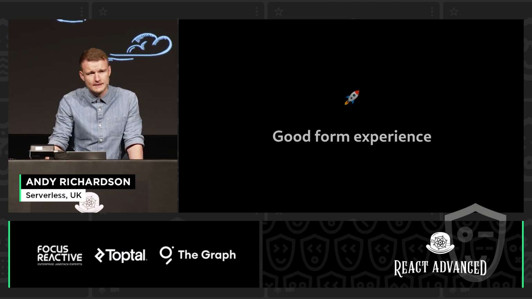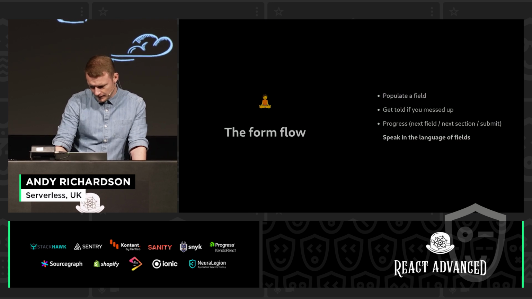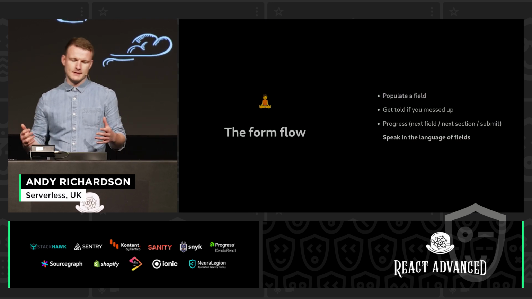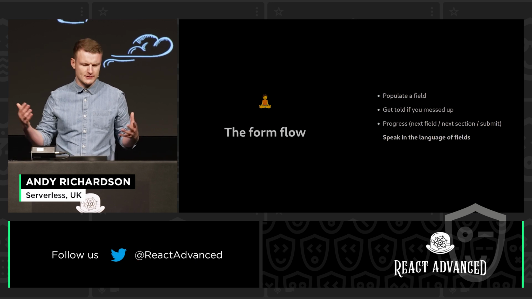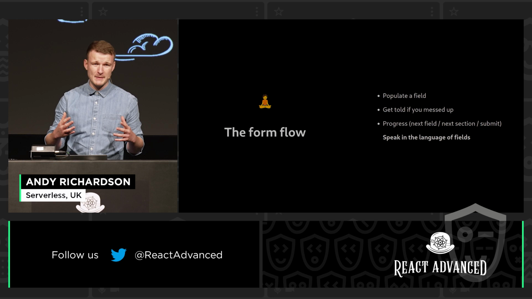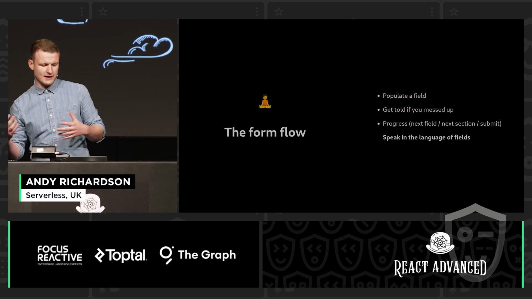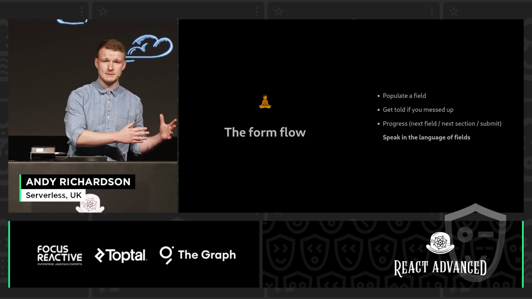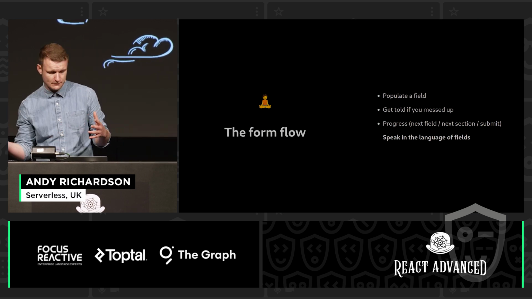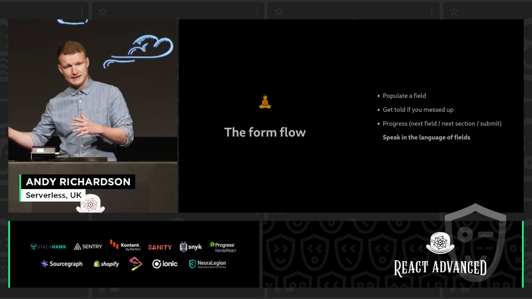I think the worst case scenario is having to go back in a form because you've made a mistake early on. So if we put that into an ideal flow, almost like a user journey, we're thinking about populating a field, getting told if you messed up, ideally as soon as possible, and then some kind of progression. A progression can be moving to the next field, it can be the next page in the form if it's a multiple page form, or it could be the final progression, which is a submission.